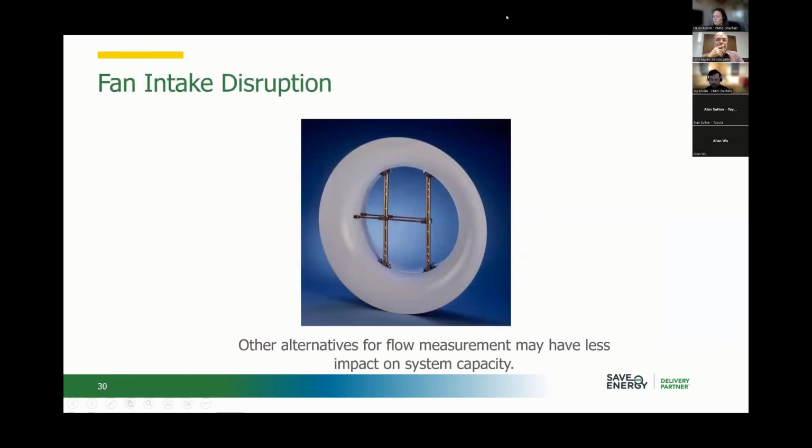Now, this is one of my favorites. So in recent years, we've seen folks sell this device, which is some sort of a thing that fits right into the inlet cone of a fan. And this is from our fan model that we use for our workshops.